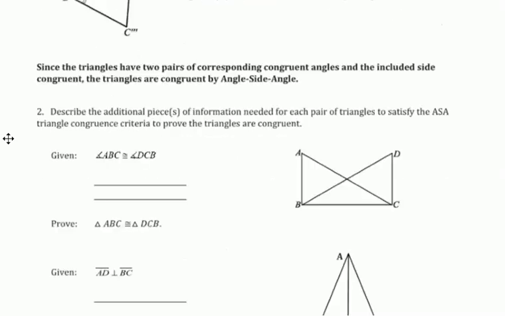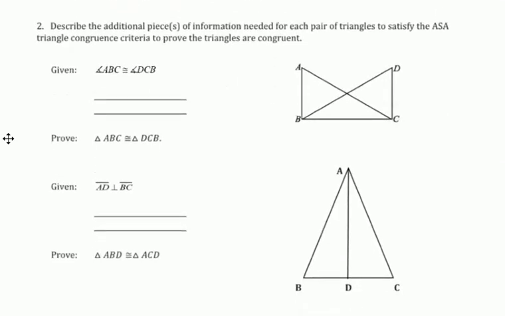Let's skip down to example 2, where, like we looked at yesterday, we have a few examples with some given information. We're asked to prove a pair of triangles are congruent, and we need to list additional information that would need to be given to us in order to do that. So in the first question, they're giving us that angle ABC is congruent to angle DCB. Notice that this is a pair of angles in the two triangles that are overlapping.